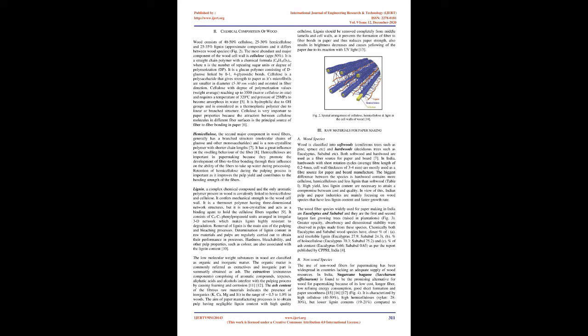Hemicellulose, the second major component in wood fibers, generally has a branched structure, with molecular chains of glucose and other monosaccharides, and is a non-crystalline polymer with shorter chain length. It has a great influence on the swelling behavior of the fiber.